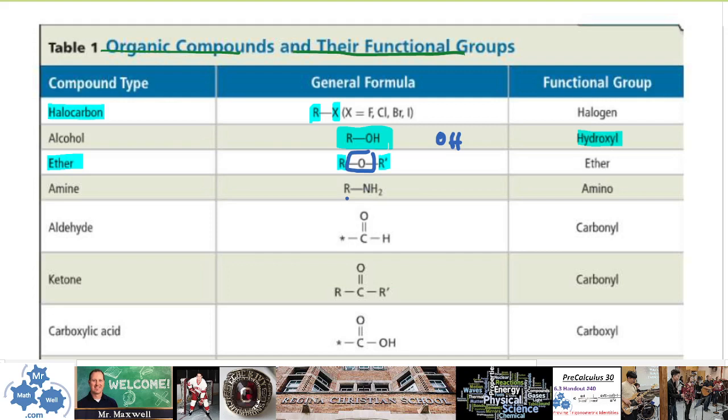If you guys need to shut these lights off, that's fine. If it's too much glare in the back there, it's up to you.